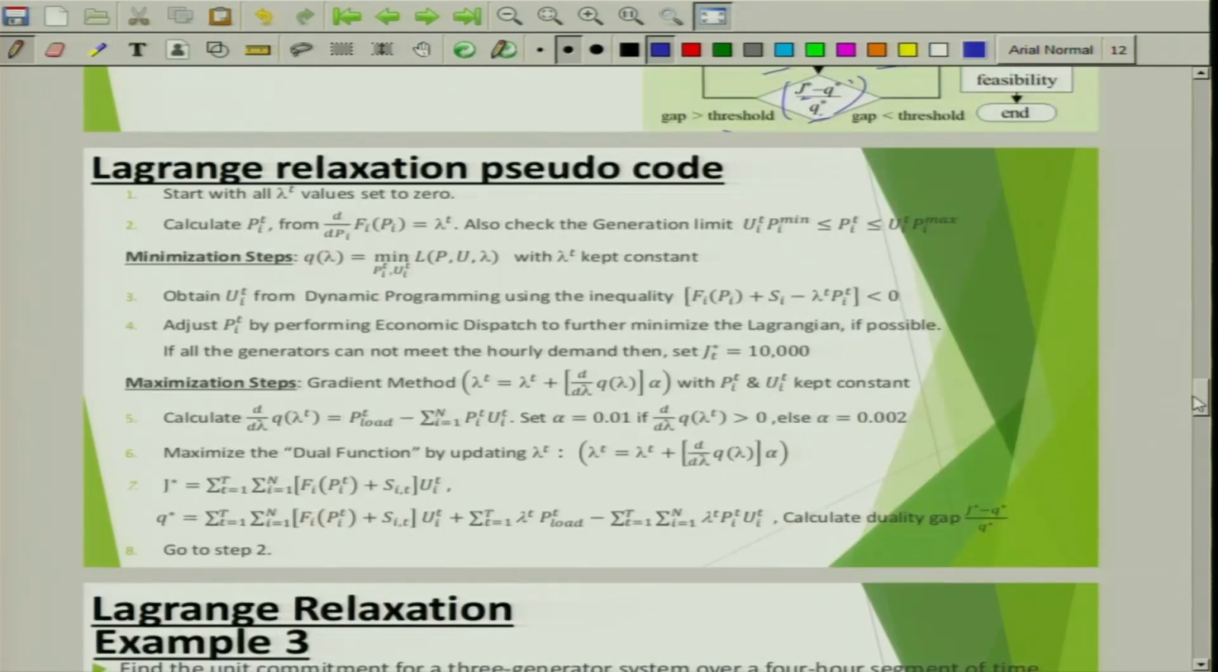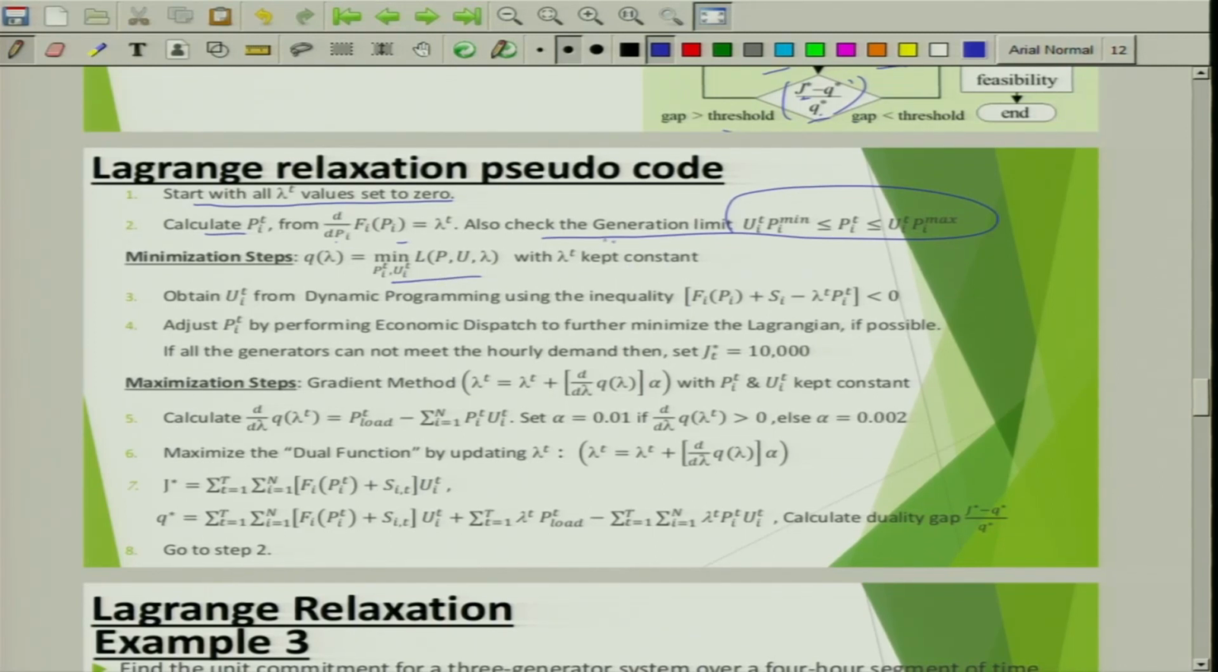That's it. You see here, start with all lambda t values set to 0, calculate pi of t. Now if you have lambda, dF by dP of P is equal to lambda, then you get the generation, correct, and also check the generation limit whether they are within the limits or not. Simple procedure. And then the next is the minimization step. Now you need to minimize, then maximize, right. So first minimization of the Lagrangian function.